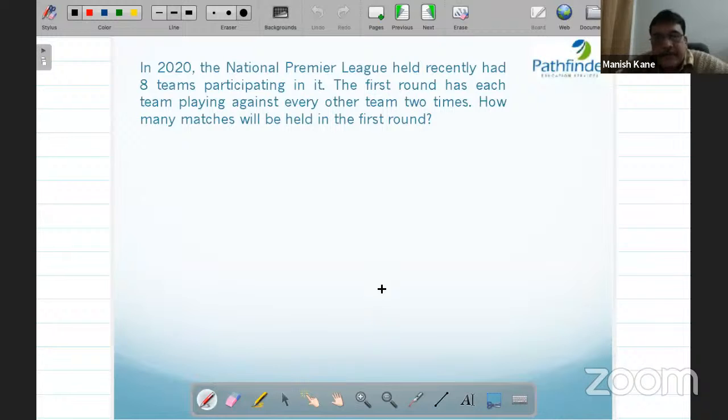Okay, this is an interesting question. In 2020, the National Premier League was held recently with 8 teams participating in it. The first round has each team playing against every other team 2 times. How many matches will be held in the first round? It's like the Indian Premier League, IPL. So now tell me, what does this imply?